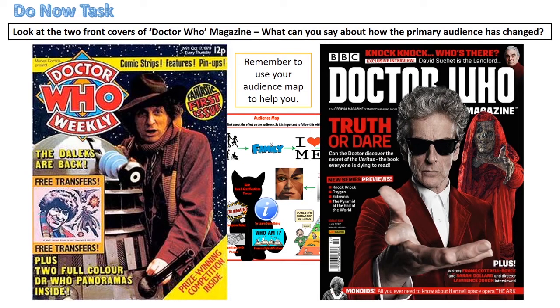So, part of the Do Now task, look at the two front covers of Doctor Who magazine. What can you say about how their primary audiences changed? Remember to use your audience map. Pause the video, take 5 minutes and look at these two products.